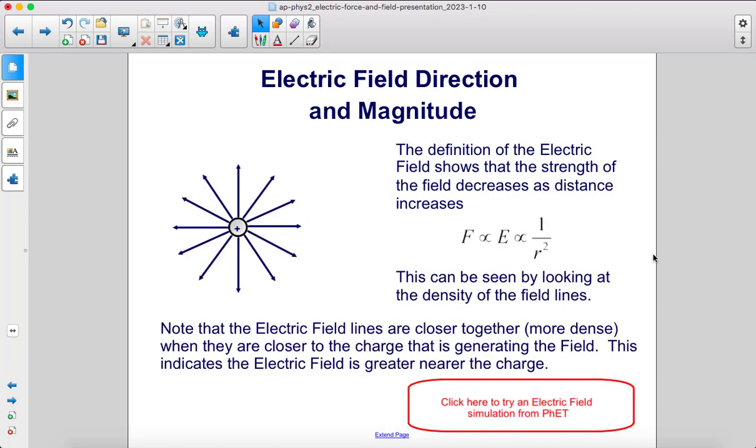The definition of the electric field shows that the strength of the field decreases as distance increases. So force is proportional to electric field, which is proportional to 1 over r squared. And this can be seen by looking at the density of the field lines. Note that the electric field lines are closer together when you're closer to the charge. So I can draw a circle and there's 3 lines that go through it. If I draw the same size circle out here, only 1 line goes through it. So you can see that the density of the lines shows you the strength of the field. This indicates the electric field is greater nearer to the charge.